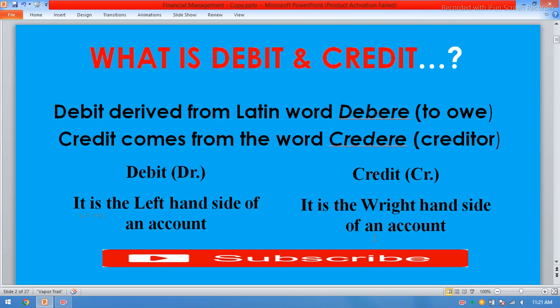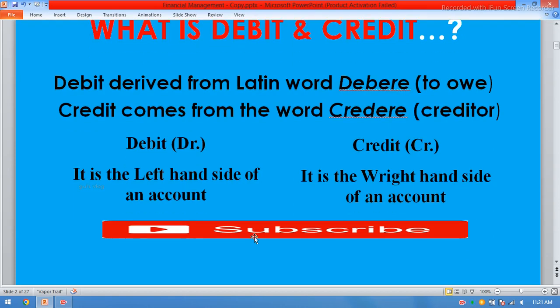Debit. It is the left hand side of an accounting. Credit. It is the right hand side of an accounting. So here we explain left and right hand about debit and credit.